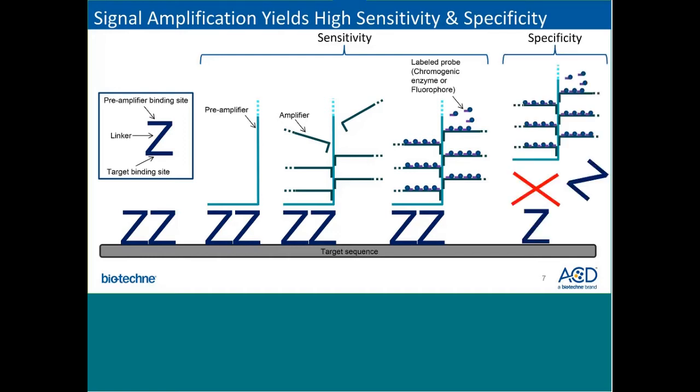Specificity is shown here: if the single Z binds to the target mRNA transcript, the preamplifier cannot bind, as it needs both Zs to provide a binding site.